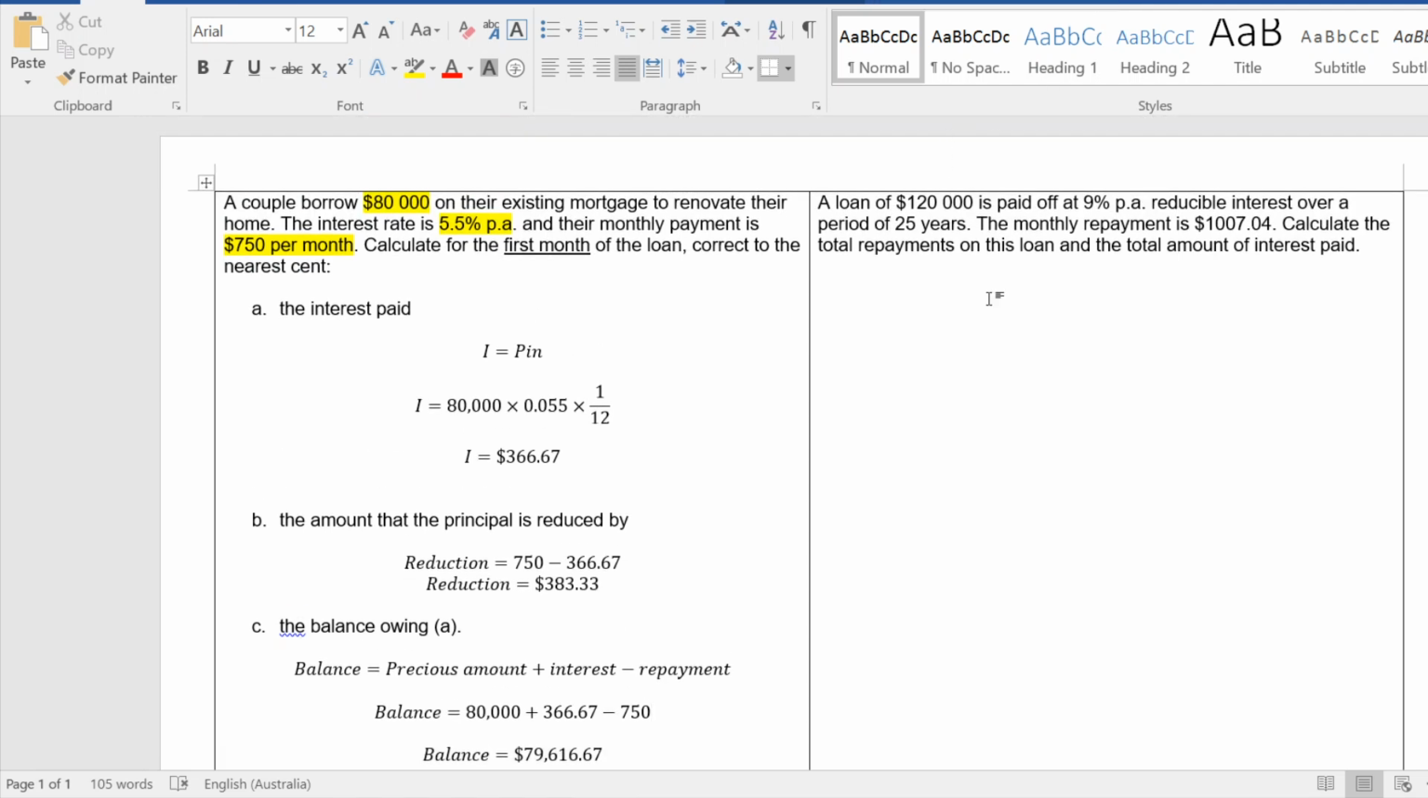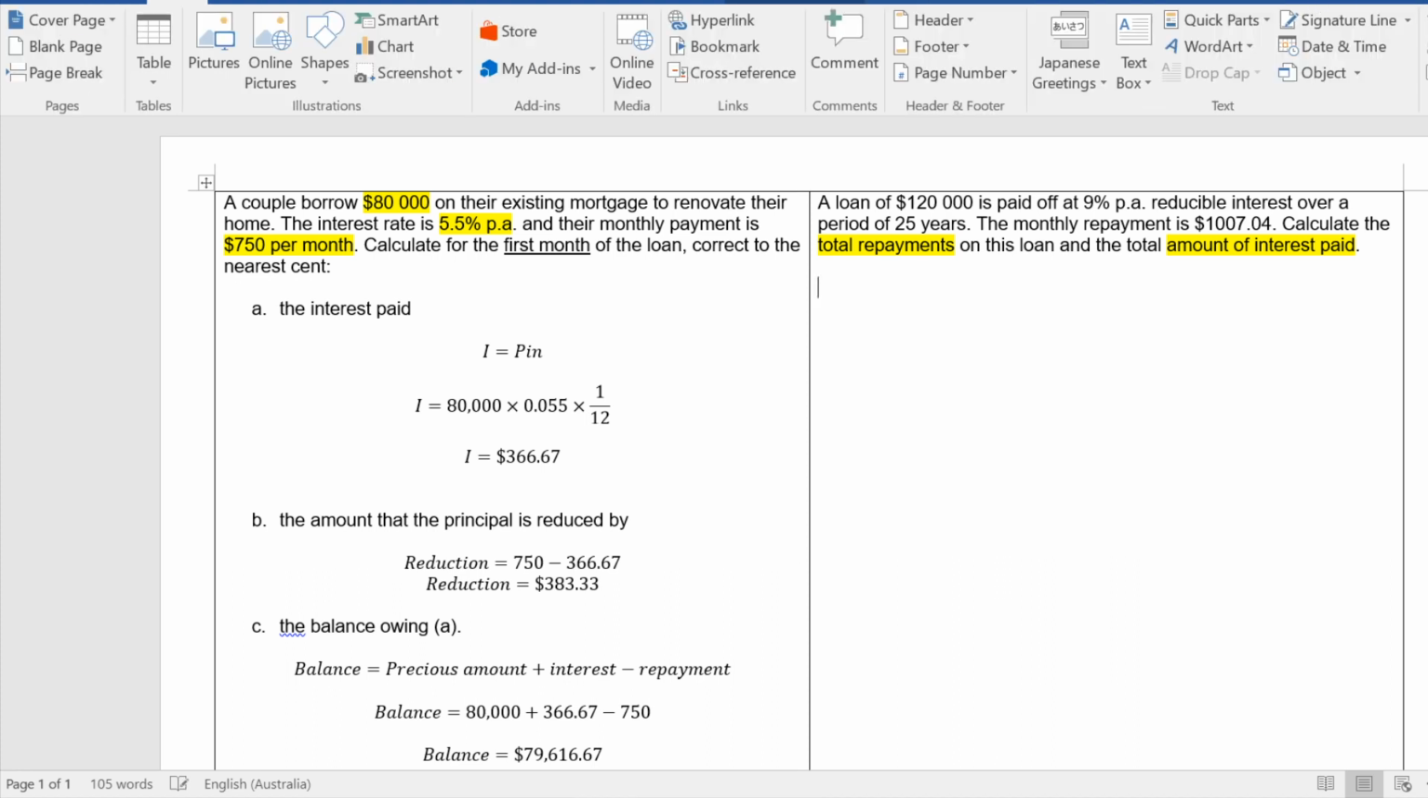Okay, over to our next question. A loan of $120,000 is paid off at 9% per annum, reducible interest over a period of 25 years. The monthly repayment is $1,007.04. Calculate the total repayments on this loan and the amount of interest paid. So we're working out two things here. We need to work out the total repayments and the total amount of interest paid. So that's what we're going to start doing now.